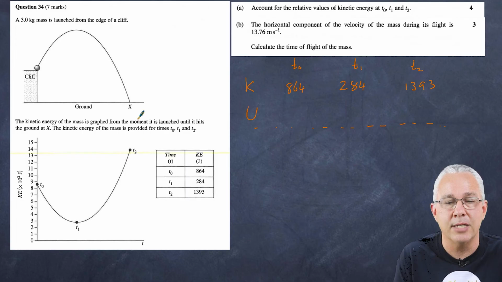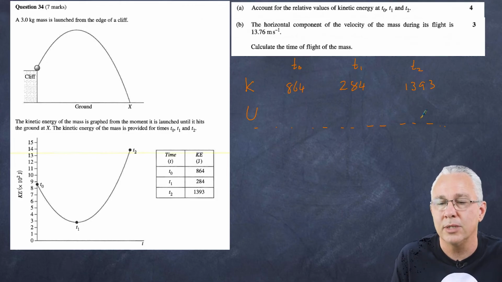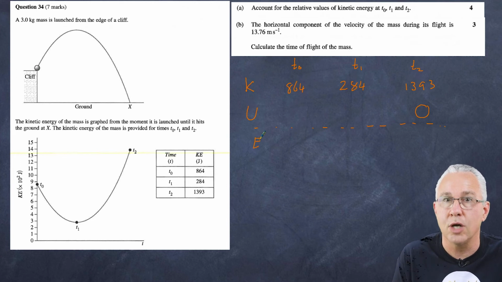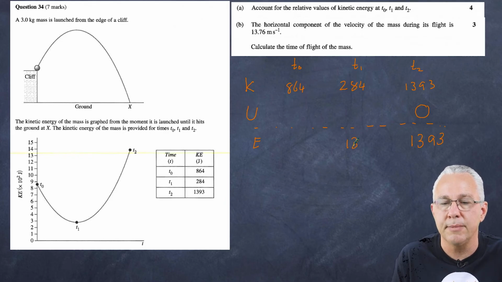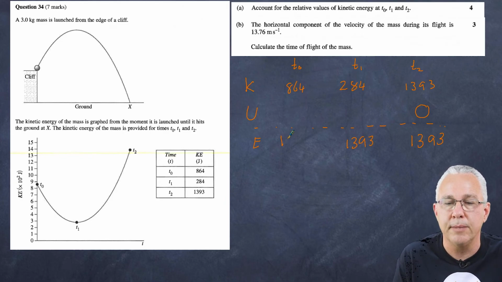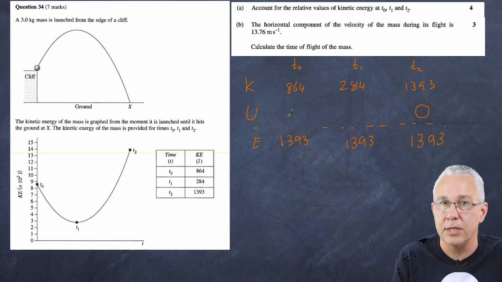So we know that when it lands on the ground, the kinetic energy in this case is 1393, but it's hit the ground, so the potential energy at this point is 0. So automatically we can now say that the total energy is the sum of those two, which is 1393. But of course, conservation of energy says it's going to be the same value for all three positions. It's 1393. And as a result, we can work out the potential energy in those other two places. We're going to get 529 here and 1109 here.